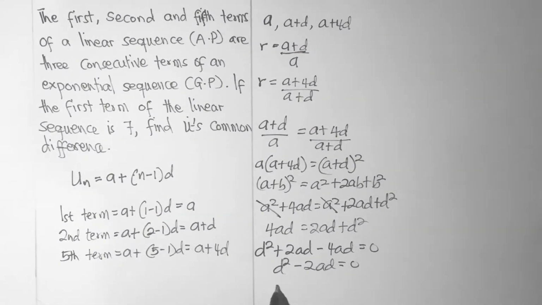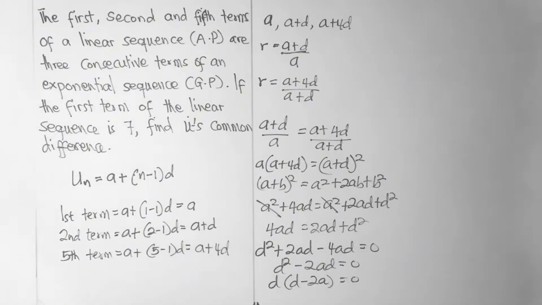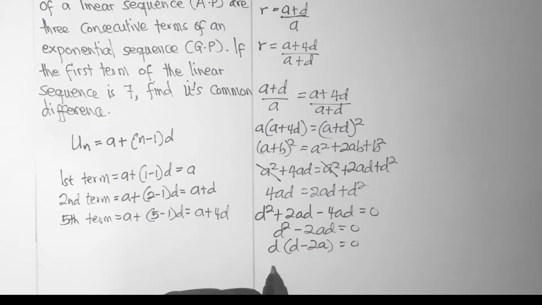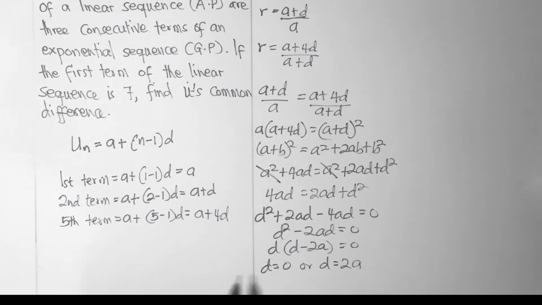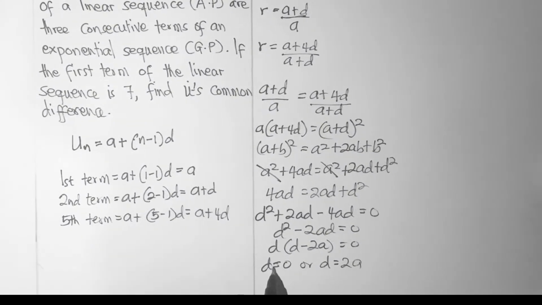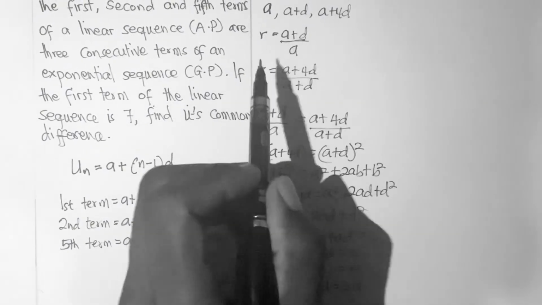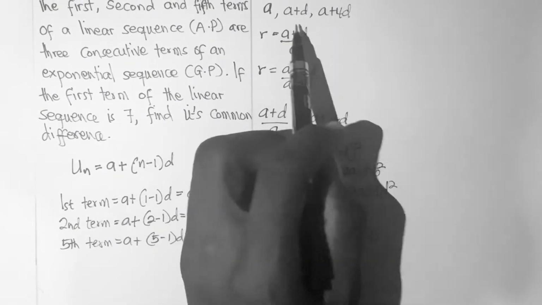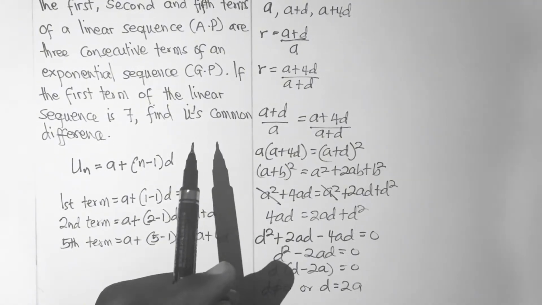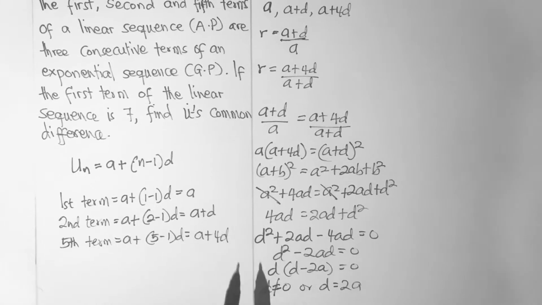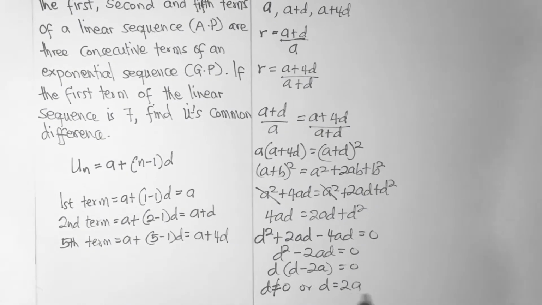So we can factorize d out. We are left with d minus 2a equals 0. So there are two values for d. It's either d is equal to 0 or d is equal to 2a. However, d cannot be equal to 0. The reason is because the question says that these consecutive terms are also terms of a linear sequence. So for a linear sequence, to move to the next term, d must definitely not be 0, else 0 is the identity for addition, and therefore d cannot be 0. So d is equal to 2a.